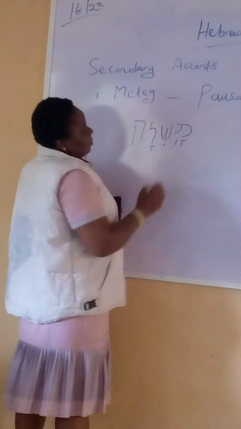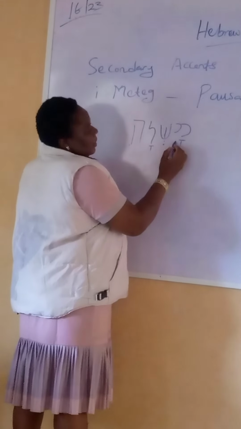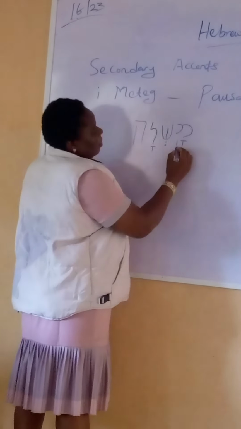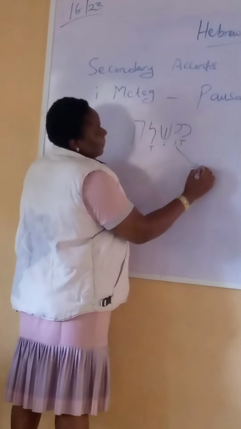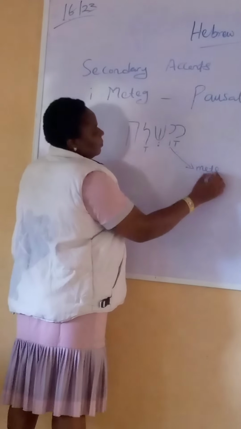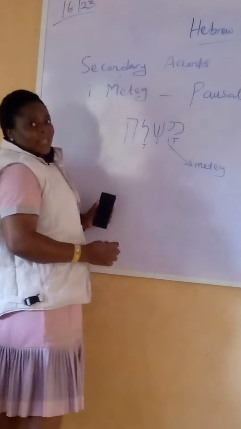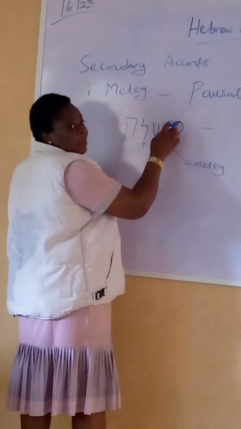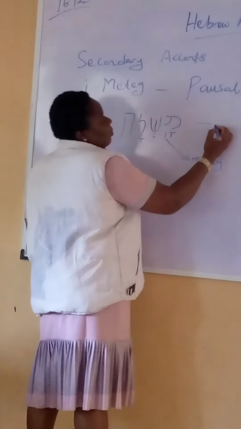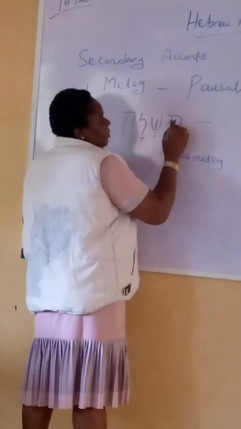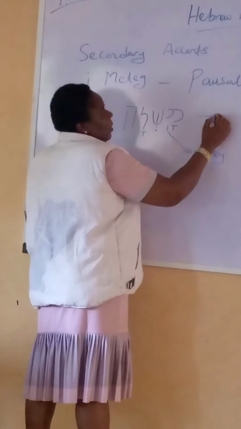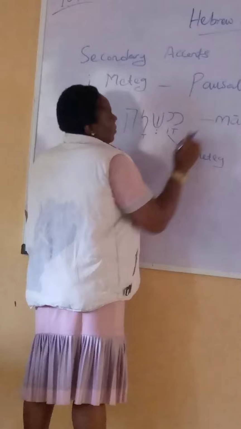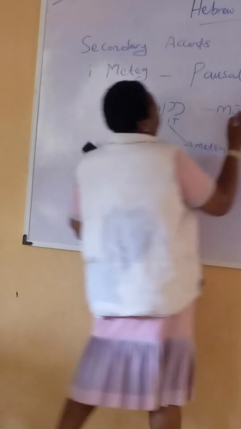Now let's look at this word. This small vertical slope here is called mete. That's the mete. So let's transliterate this word. What would this one be? Me. And what would be the transliteration? Me. And this is shame.